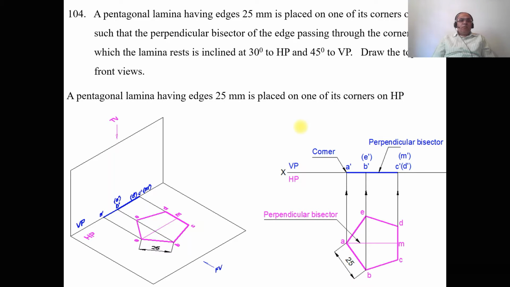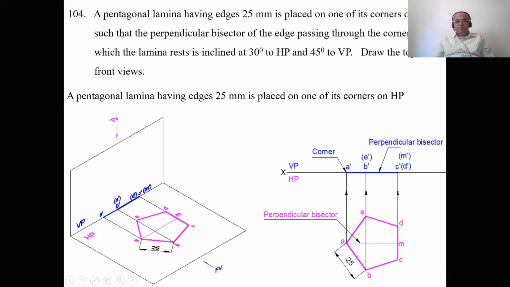The problem number 104. A pentagonal lamina having edges 25 mm is placed on one of its corners on HP, such that the perpendicular bisector of the edge passing through the corner on which the lamina rests is inclined at 30 degrees to HP and 45 degrees to VP. Draw the top and front views.